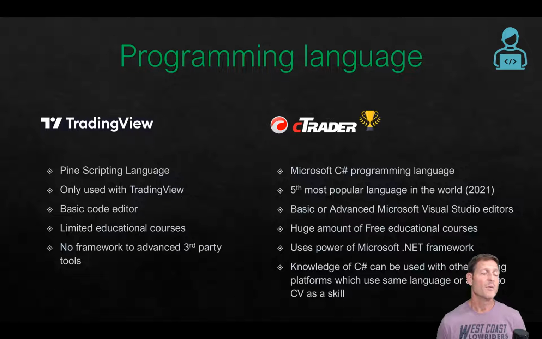So with cTrader, you have thousands of extensions, pre-built libraries that you can just plug and play to build very complex systems. TradingView doesn't have that. cTrader uses Microsoft C#. I don't know if most of you might have heard of it. It's been around about 20 years. It's a high-level programming language. It's almost self-documenting the way you write it. It's very easy to understand. I think last year, or this year, it got voted the fifth most popular programming language in the world.